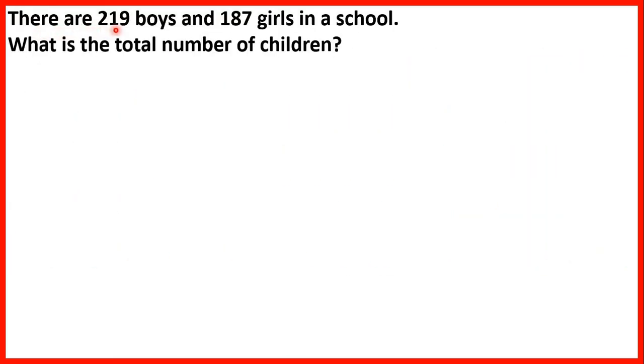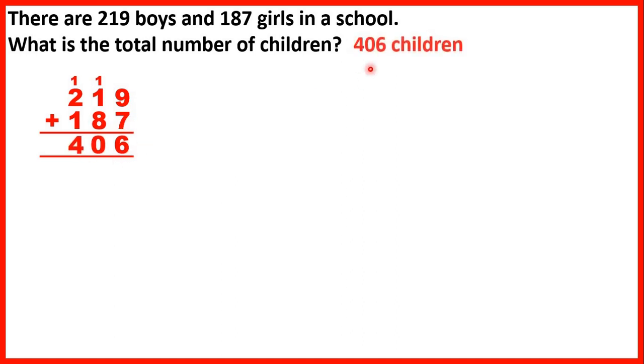There are 219 boys and 187 girls in a school. What is the total number of children? So we need to add the number of boys and the number of girls to get the total number of children. And 219 plus 187 is 406. So the number of children is 406 children.